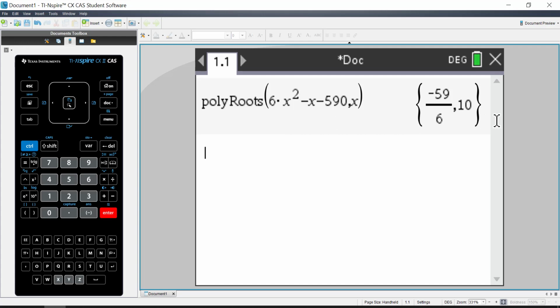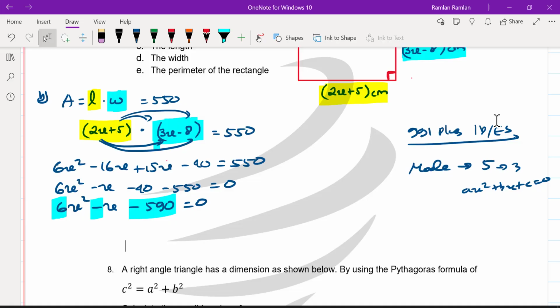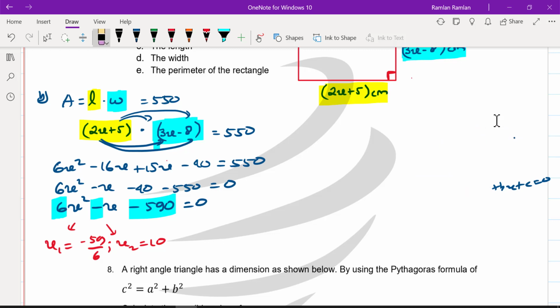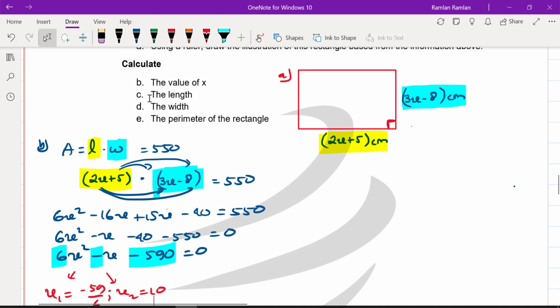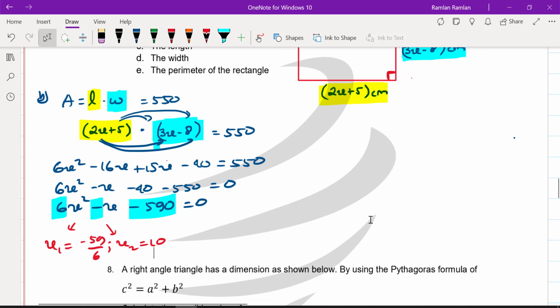So I'm gonna write down here the final answer: x1 and x2. x1 is negative 59 over 6, and x2 is going to be equals to 10. So we have two values here. For this context, you need to investigate whether both of them or only one of them makes any sense for this question. We already know that we have length and width, right? So let's say we are going to find the length. These two are the possible values of x. Actually, we're not done yet with answering the value of b, but yeah.